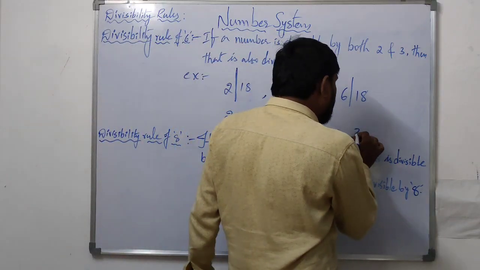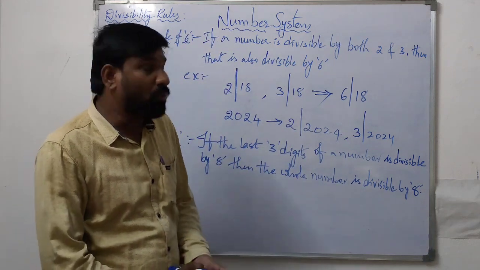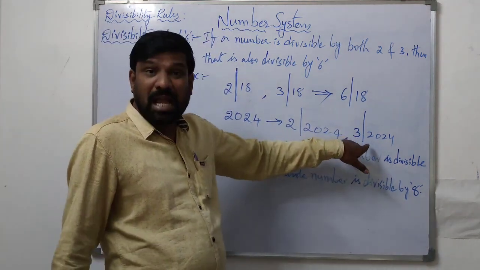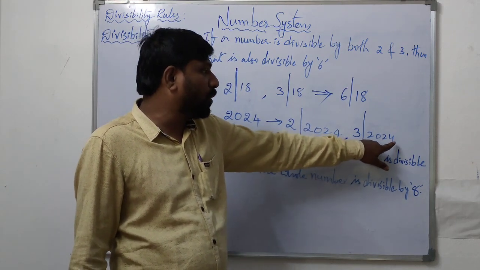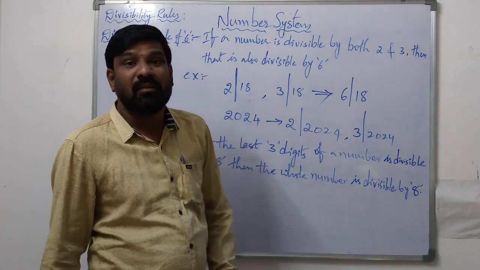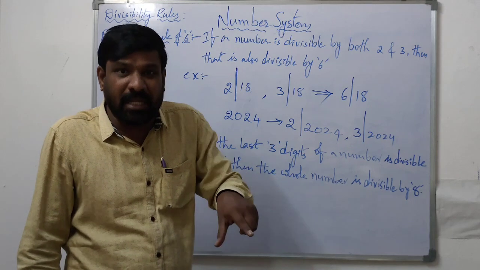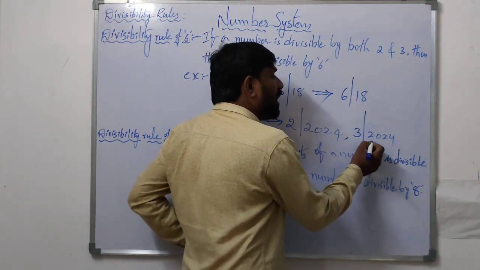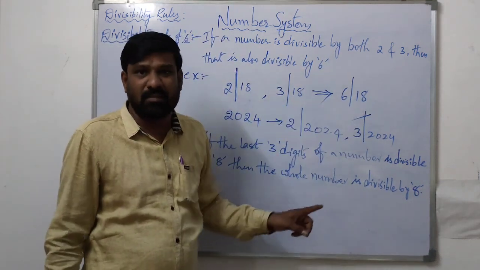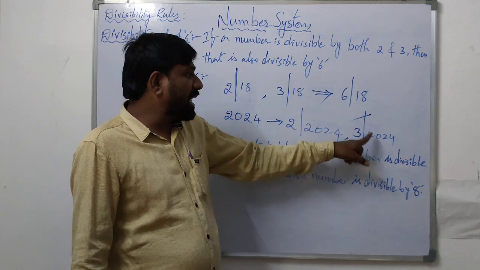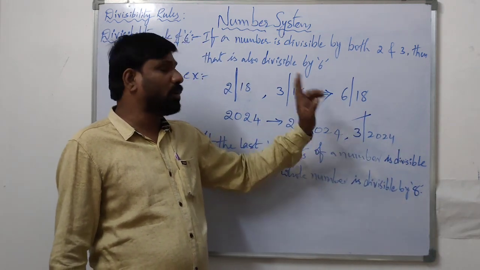Now will it divide with 3 or not? Let us check. In order to divide with 3, what we have to check? We have to add all the digits of the given number. 2 plus 0 plus 2 plus 4. How much will you get? 4 plus 4 is 8. Will 8 be divisible by 3? No. So once 8 is not divisible by 3, the whole number is also not divisible by 3. Not means just put a cross line on the divisibility symbol. Clear? 3 does not divide 2024, or 2024 is not divisible by 3.